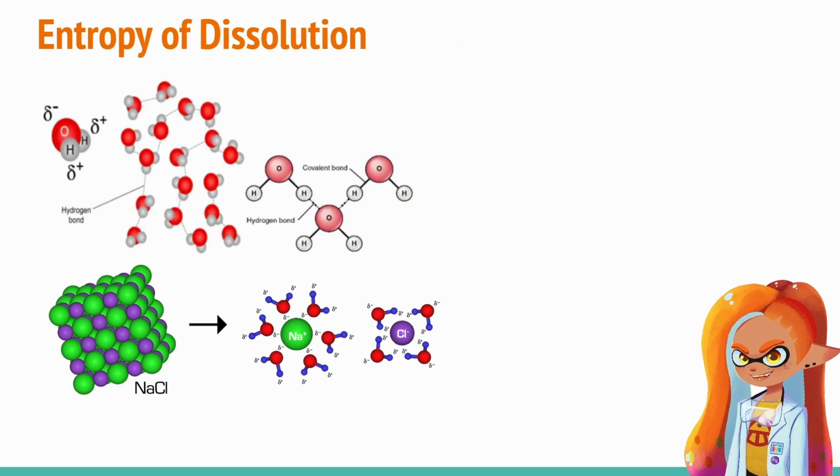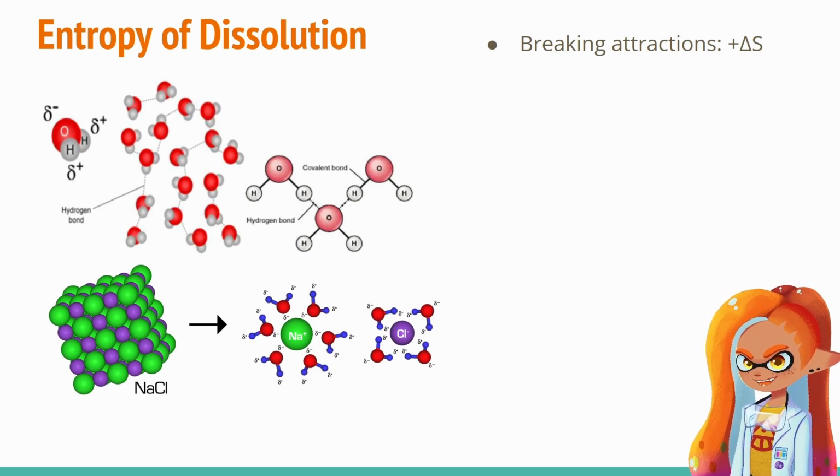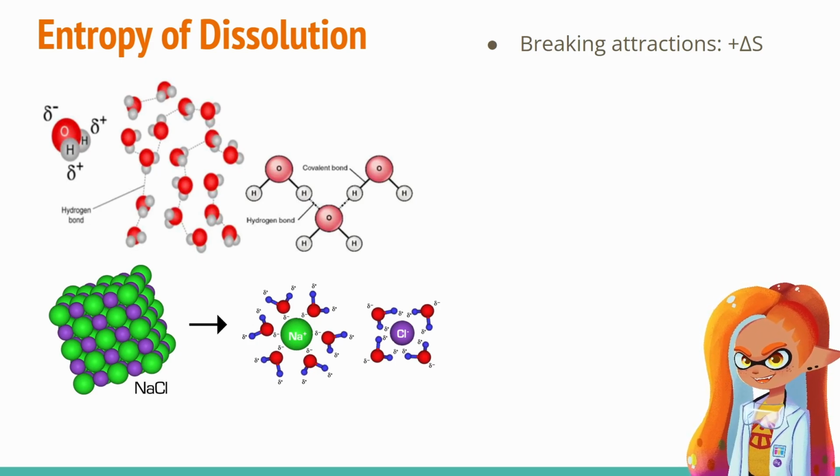So now we can talk about entropy of dissolution. Remember, entropy is delta S. And so we have breaking attractions, which is a positive delta S. As a reminder, a positive delta S value means it's less orderly, it's more chaotic, it's more random. And so we can look at that with this diagram here.